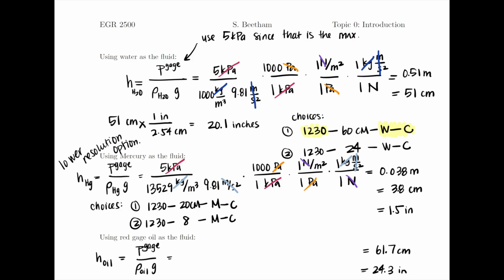Whereas for mercury, a fairly large change in pressure will be a very small change in height of that fluid column. So this is a lower resolution option.